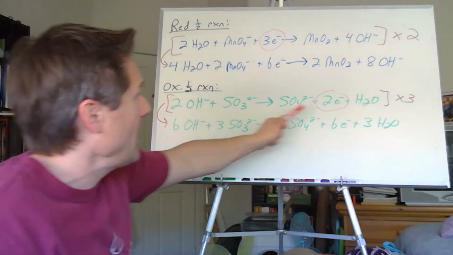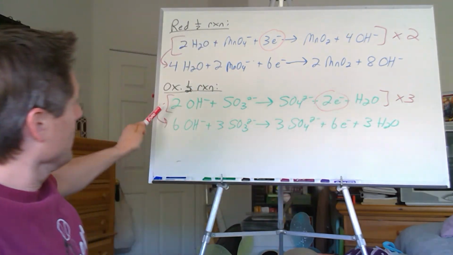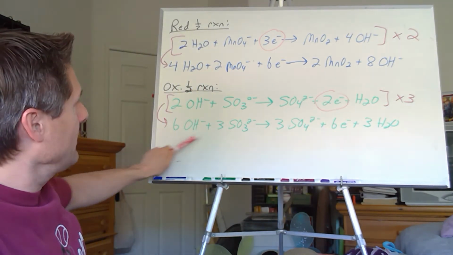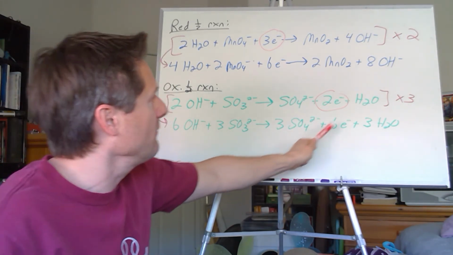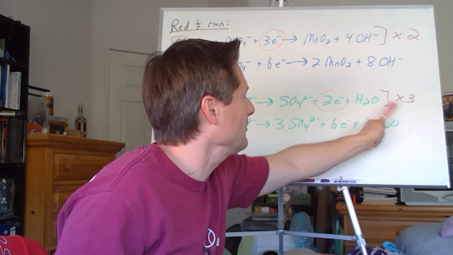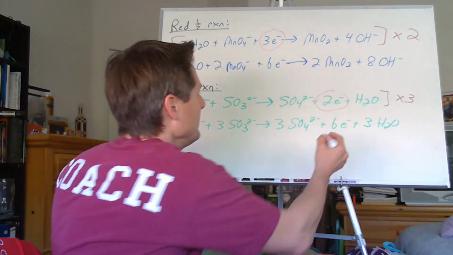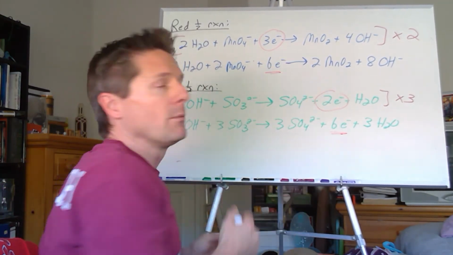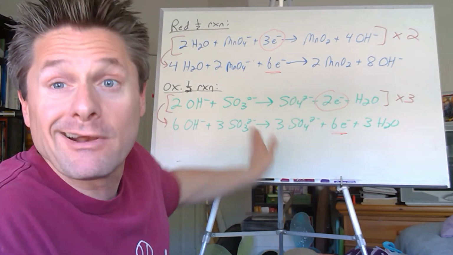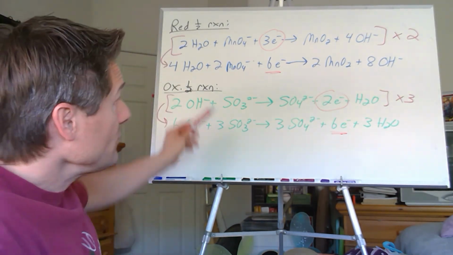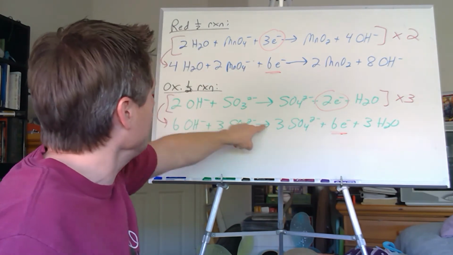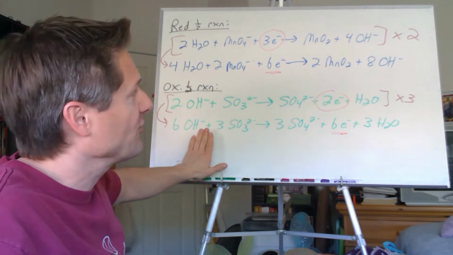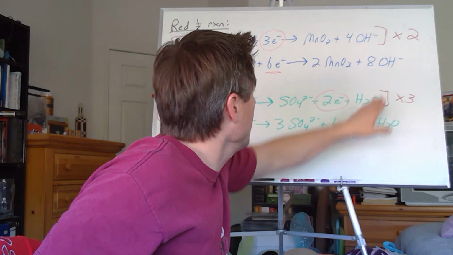For the oxidation half reaction, we're multiplying everything by 3. So we're going to get 3 times 2 is 6 OH minus. 3 times 1 is 3 sulfites. 3 times 1 is 3 sulfates. 3 times 2 is 6 electrons. 3 times 1 is 3 waters. Notice the 6 electrons, when we recombine them, we'll have 6 electrons on the right and 6 electrons on the left. So rewrite these. Now what I'm going to do is take everything on the left-hand side for both half reactions and put them together, and then everything on the right-hand side.